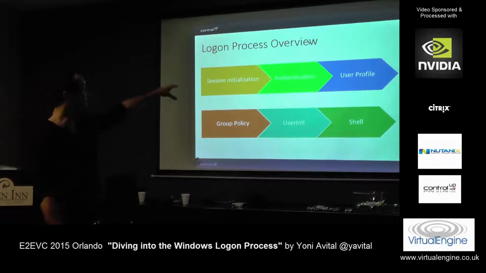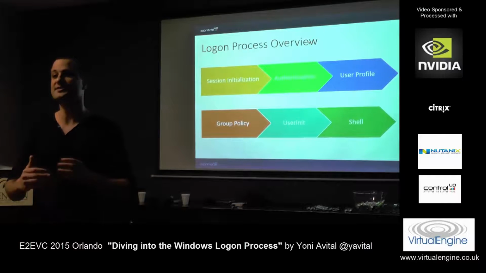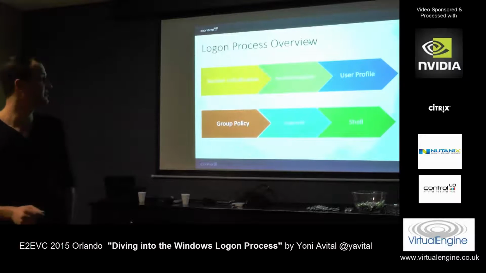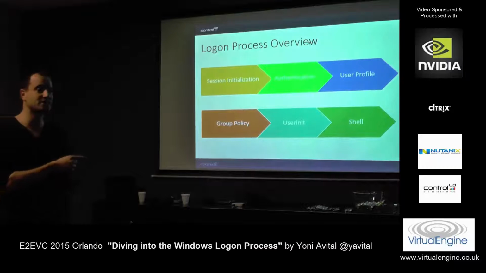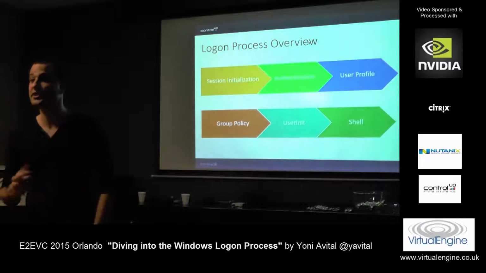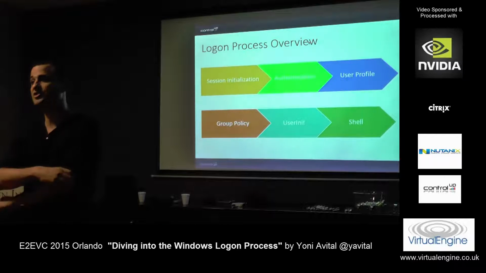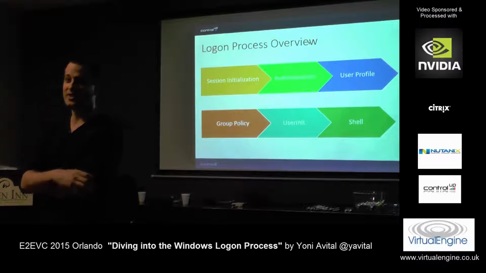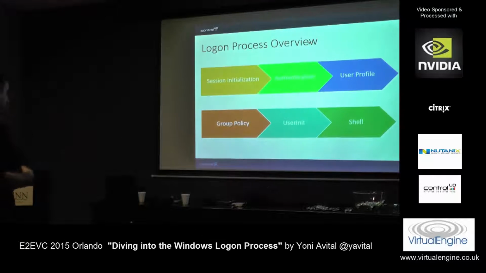By the way, all of these phases are sequential, so nothing can happen until the previous phase finishes. That's important. So user profile, group policy processing, and UserInit, that's where Winlogon calls UserInit, which eventually turns out the shell. And the shell, unless it's a published app, would be the Windows Desktop Explorer.exe. So those are the mandatory phases. We'll focus on them.